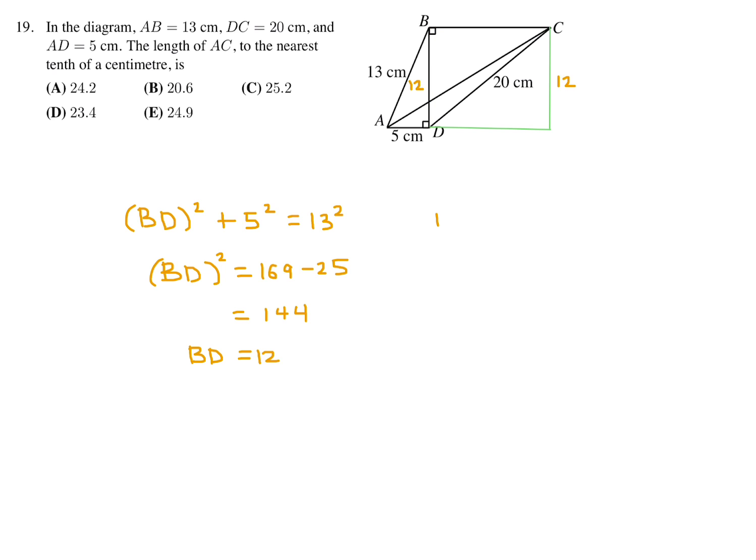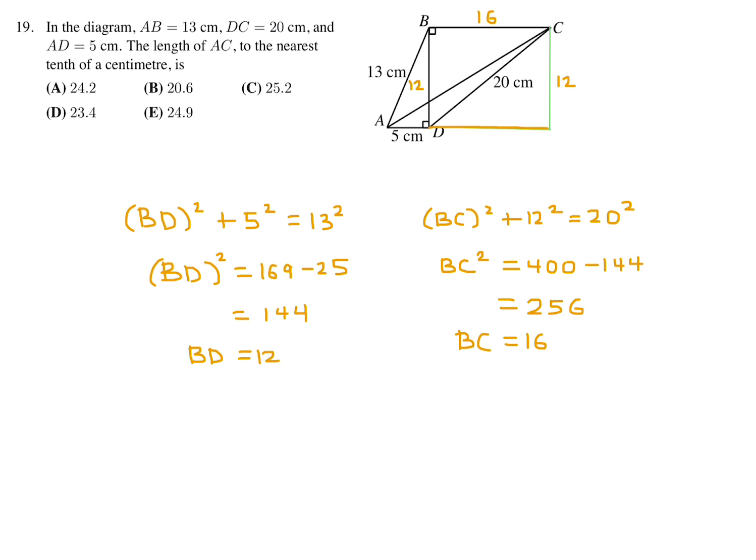So that would be BC squared plus 12 squared is equal to 20 squared, like that. So BC is going to be 400 minus 144, and that looks like it will be 256, and therefore BC is equal to 16. All right, I think we've got everything we need. So if BC is 16, then this side is also 16, since I drew a rectangle essentially. All right, let's figure it out.